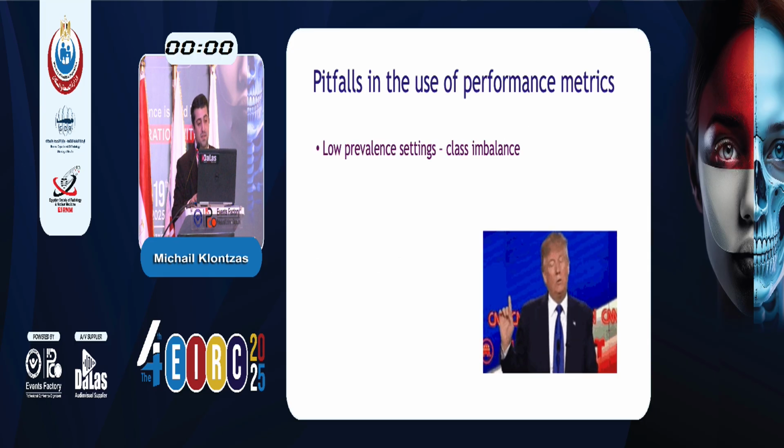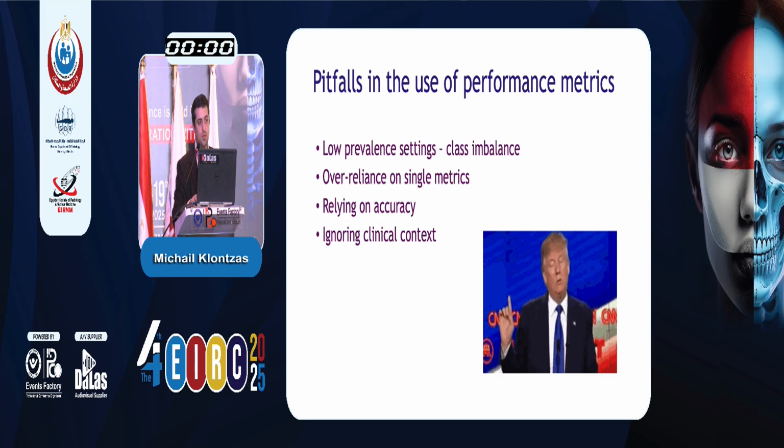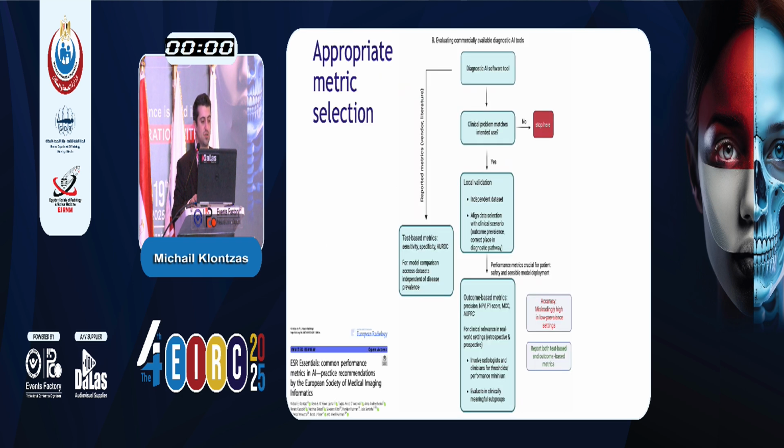For performance metrics, you need to select the correct ones for your prevalence of the disease, for the specific use case that you have. You shouldn't rely on accuracy as a single metric. And of course, you should have the clinical context to know which metric to use. We have a list of things that you can use in the guidelines developed by the European Society of Medical Imaging Informatics. Please refer to those guidelines and make sure that you correctly use metrics to represent the performance of your algorithms.